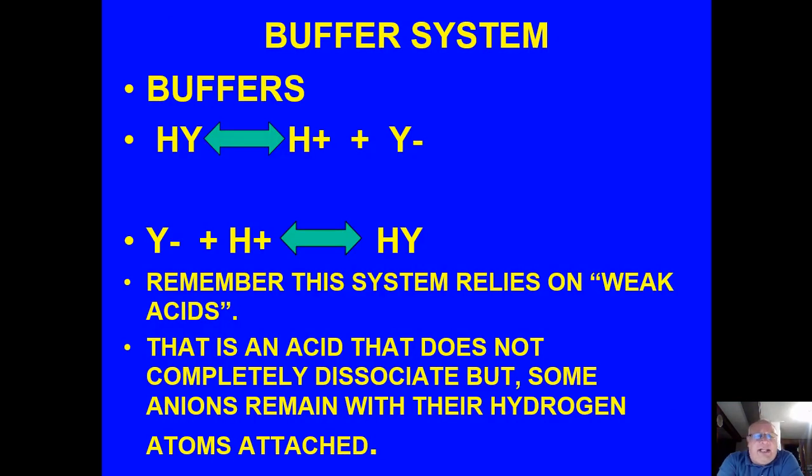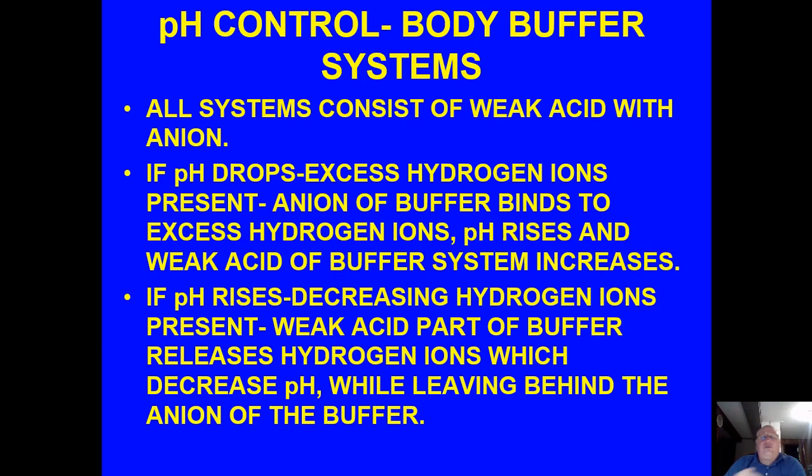If I take molecule HY, which is a buffer, and you notice the double arrows on this line, basically seeing the reaction go back and forth. It can go HY to hydrogen ion plus the negative Y ion, or the negative Y ion plus the hydrogen ion can reform HY. Again, this system relies on weak acids, in other words, an acid that does not completely dissociate. Some of the anions remain with their hydrogen atoms attached. This is with buffer systems.